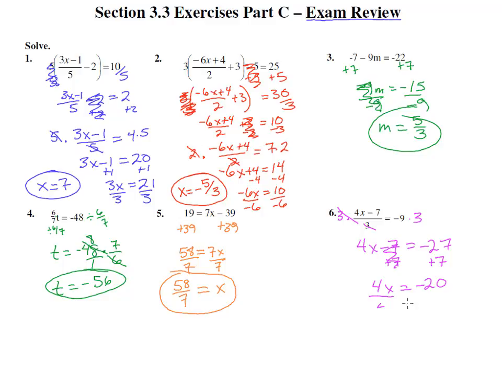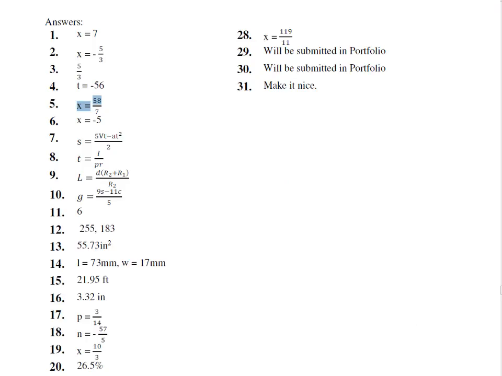So we divide by 4, divide by 4, and we get x equals a negative 5. Let's double check our answer. x equals a negative 5. Good.